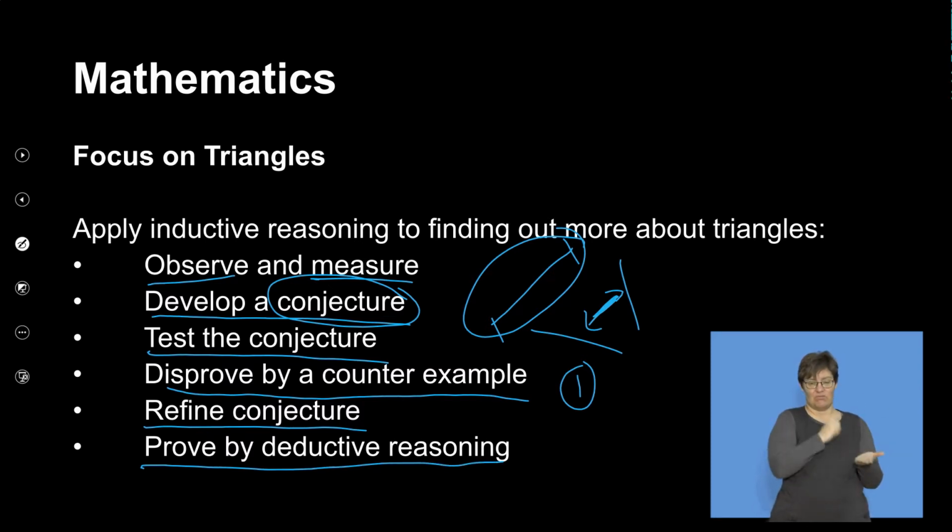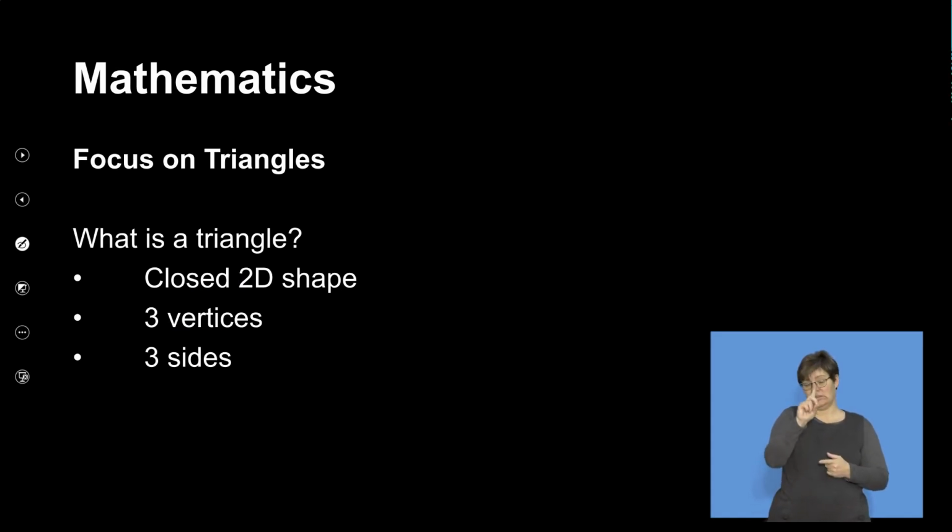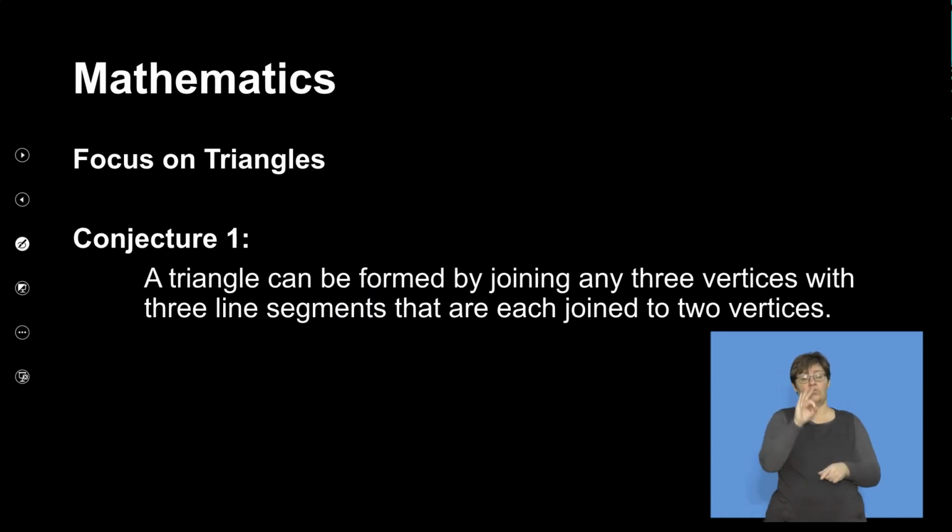Remember, deductive reasoning is where I then throw in the properties of these particular shapes based on the geometry of 2D shapes. Now, remember, what is a triangle? We said this is a closed 2D shape. It has three vertices. It also has three sides. And then one conjecture we can make is, a triangle can be formed by joining any three vertices with three line segments that are each joined to two vertices.